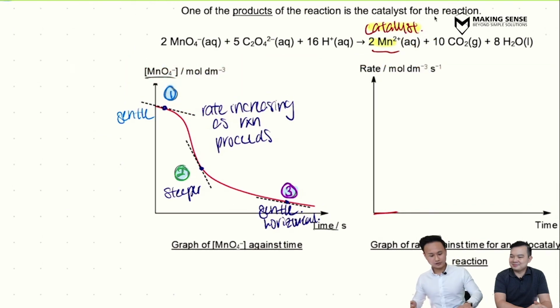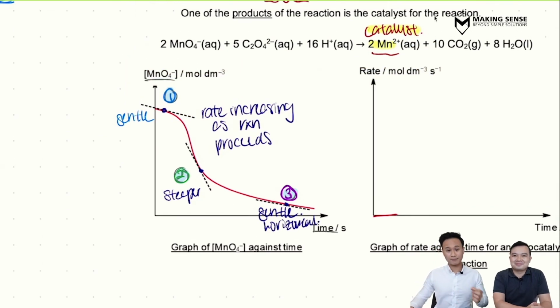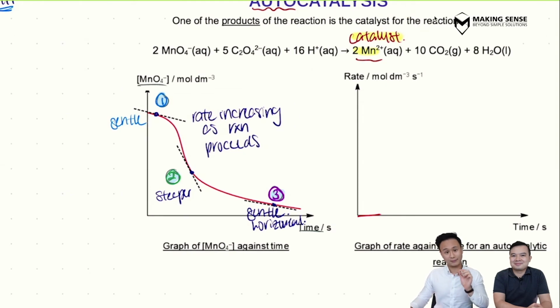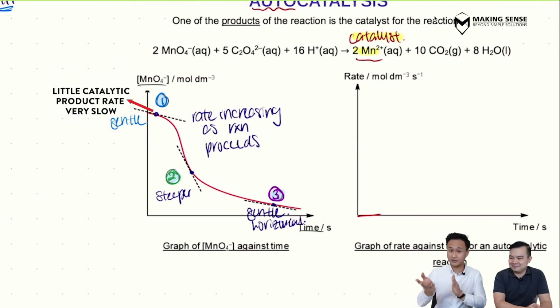Okay. We're going to try to explain this, all right? So at the beginning of the reaction, now understand with me, like what Mr. Leong said, the product Mn2+ is your catalyst. So at the start of the reaction, you have no catalyst being produced yet, there's no product, so the activation energy of the reaction is high, the rate is very slow, right?